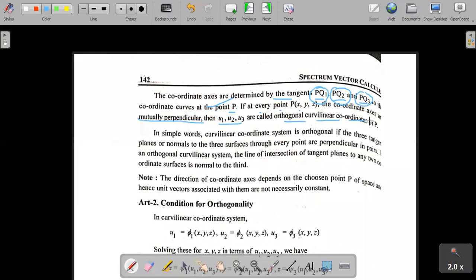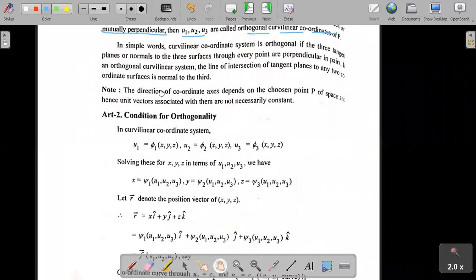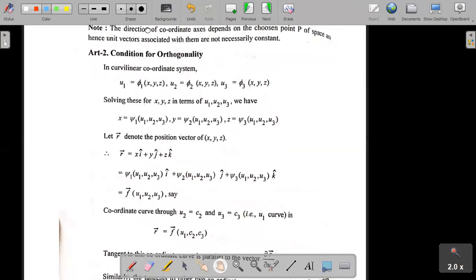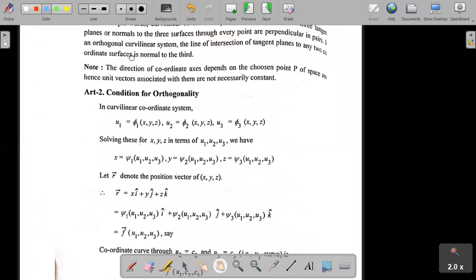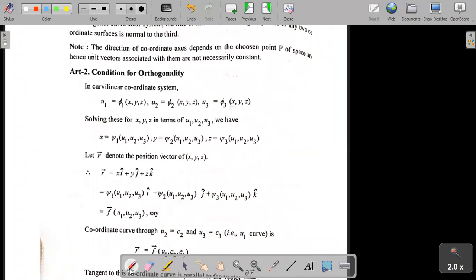Is it fine? Right. So now we will try to look for the condition for this orthogonality, the condition for the orthogonal system. This condition is very simple. You see, what did we have in the curvilinear coordinate system? U1 is some function of x, y, z, U2 is some function of x, y, z, U3 is some function of x, y, z. Similarly, if I want to transform, x is psi1 of u1, u2, u3, y is psi2 of u1, u2, u3, z is psi3 of u1, u2, u3, right?